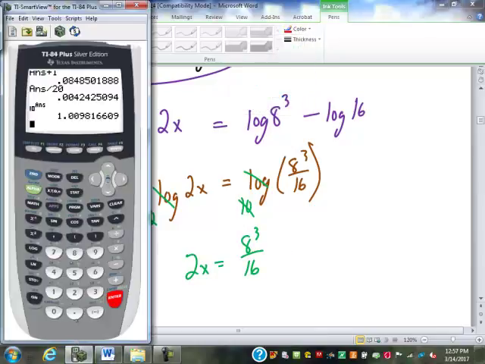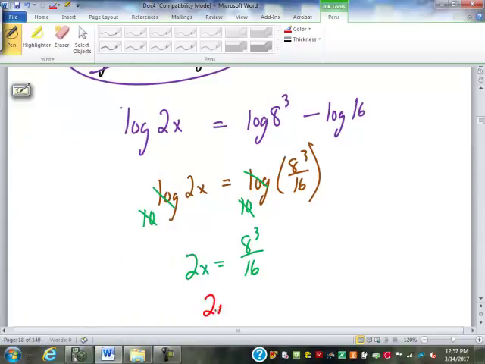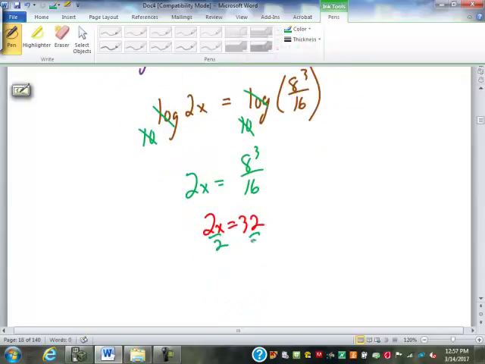So now it's 8 to the power of 3 divided by 16 is 32. So 2x equals 32, divided by 2. X equals 16.